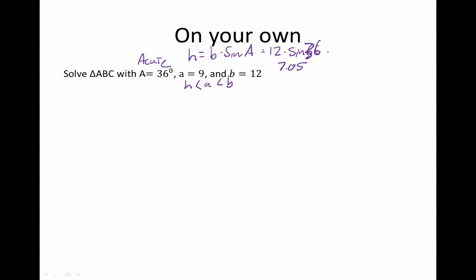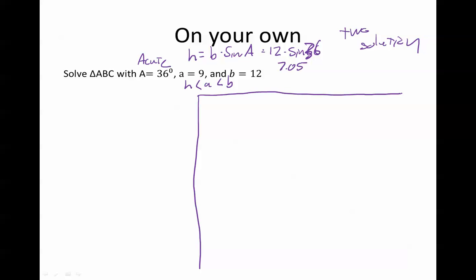Which means that this is going to have two solutions. Now, if this has two solutions, we need to look at both triangles when we calculate them. So we're going to have to make both of those triangles. And so the first one will have an acute angle. And so this is going to be 36. There's a 36-degree angle there.